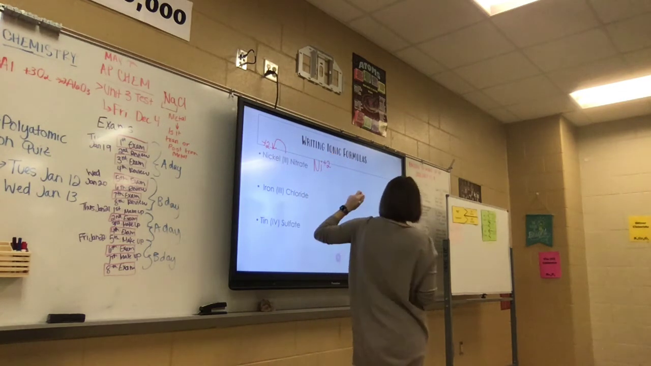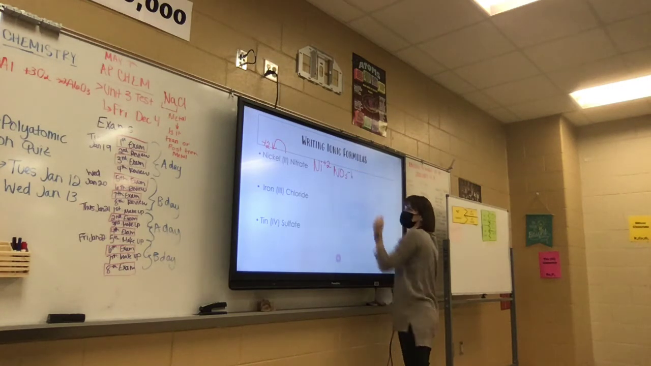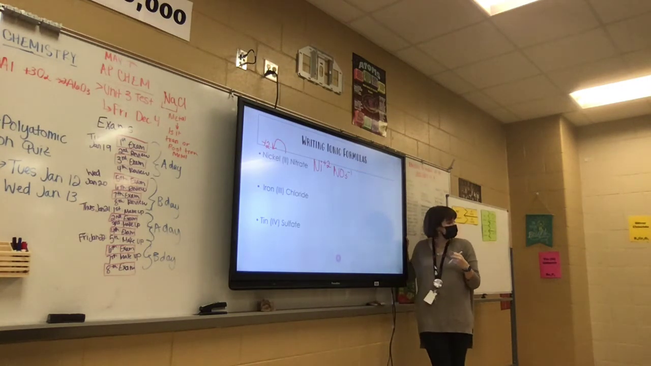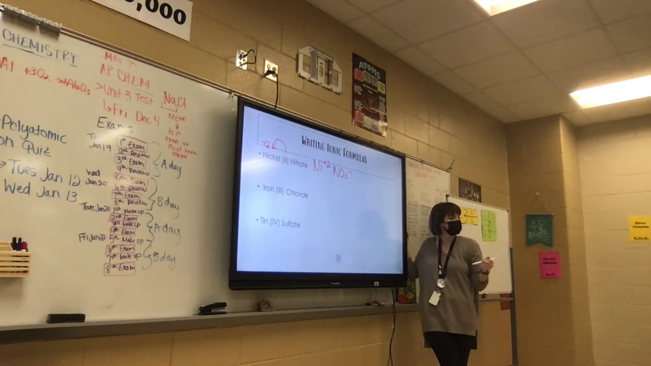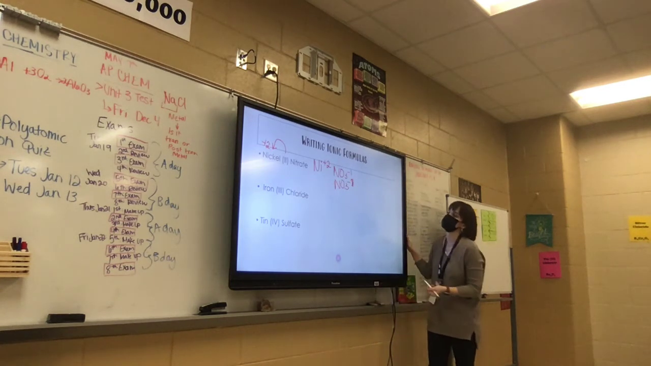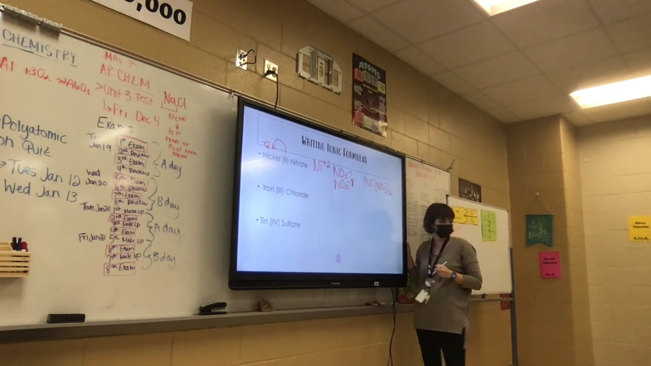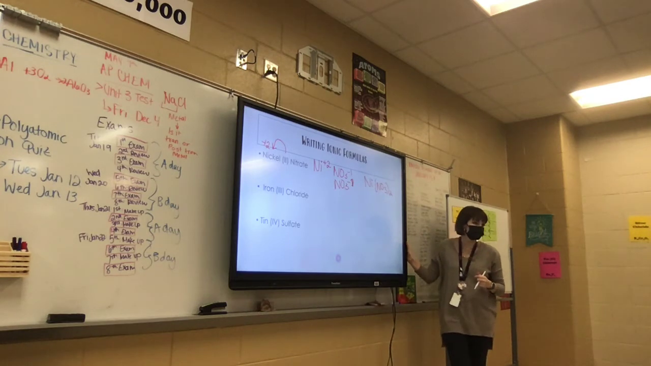Now nitrate is going to be NO3 negative 1. So what do I need to add to balance it? Yes, 1 more nitrate to balance that out. That makes the overall negative charge negative 2, the overall positive charge positive 2. So my formula is going to be Ni(NO3)2, okay?